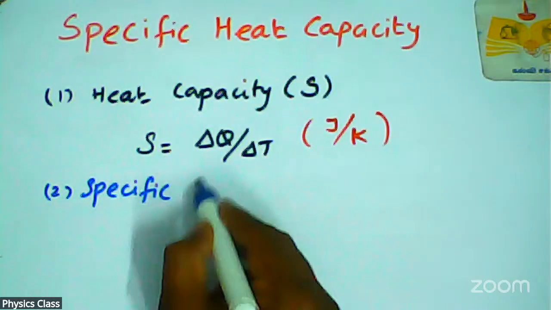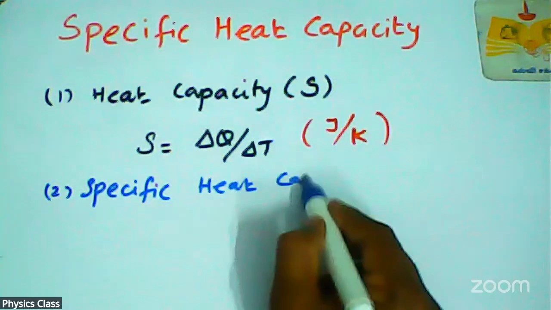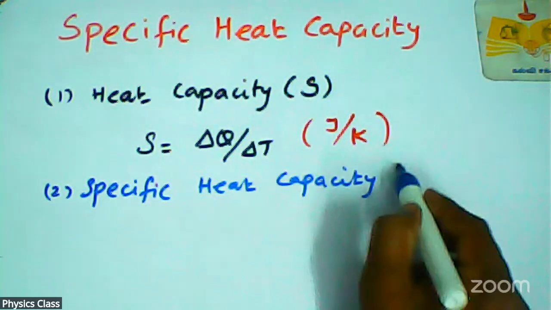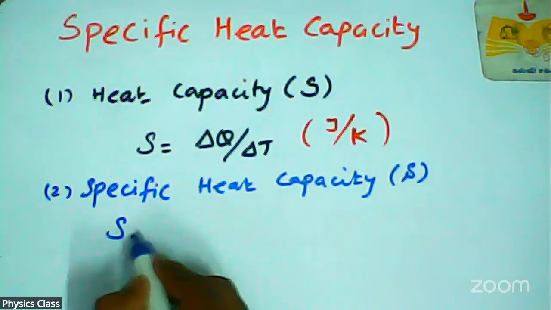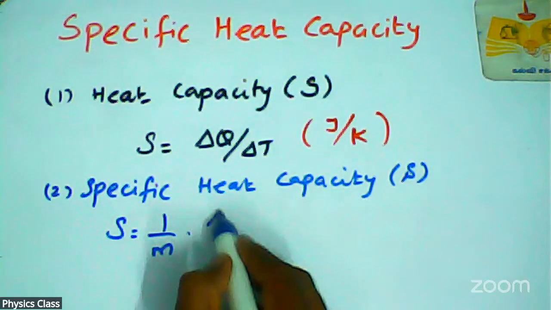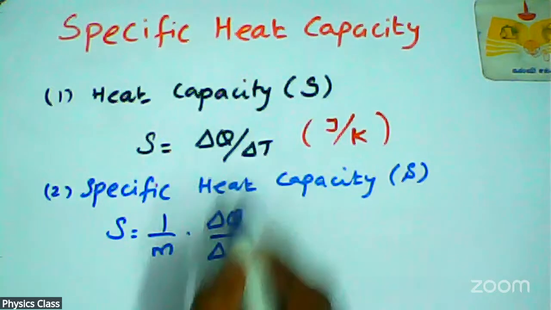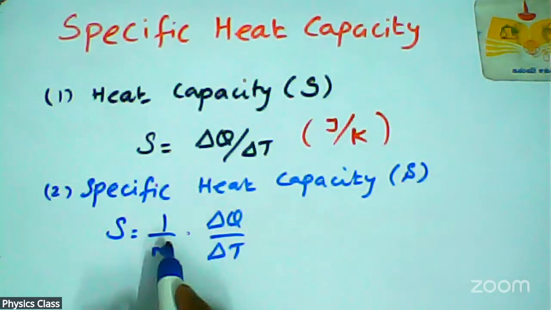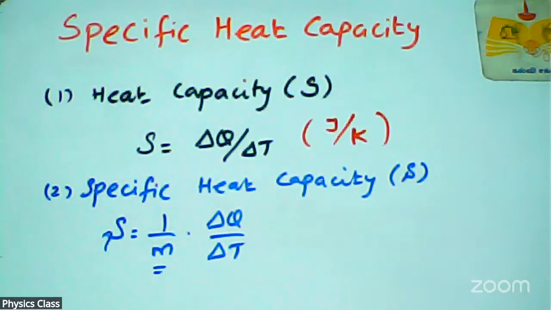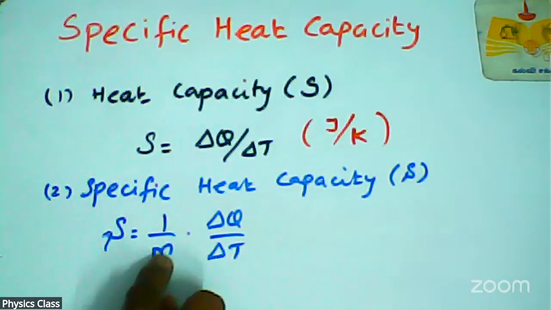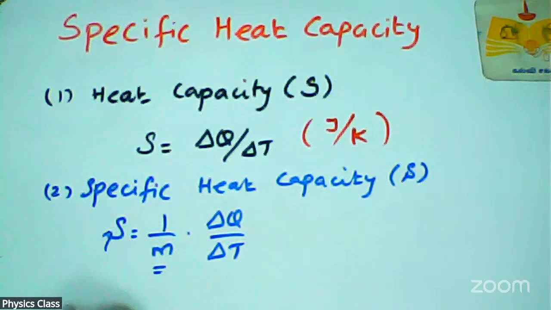Specific heat capacity, small s. The formula is s equal to 1 by m into del Q by del T. Same formula, but with only one extra term, 1 by m. This is small s, not a capital S. Capital S means heat capacity, small s means specific heat capacity. So this is the heat capacity normalized by the mass of the substance.